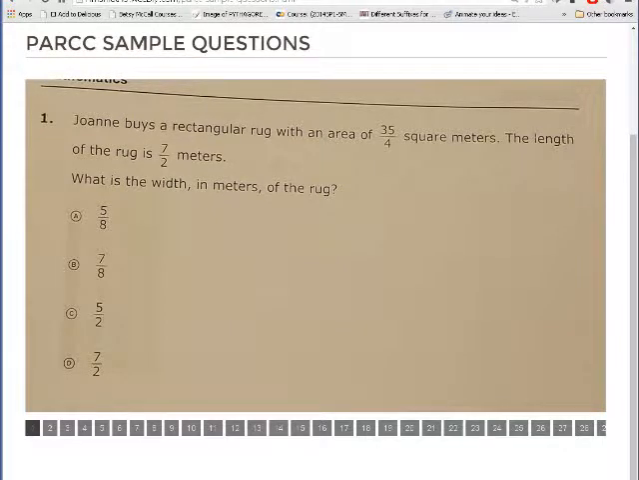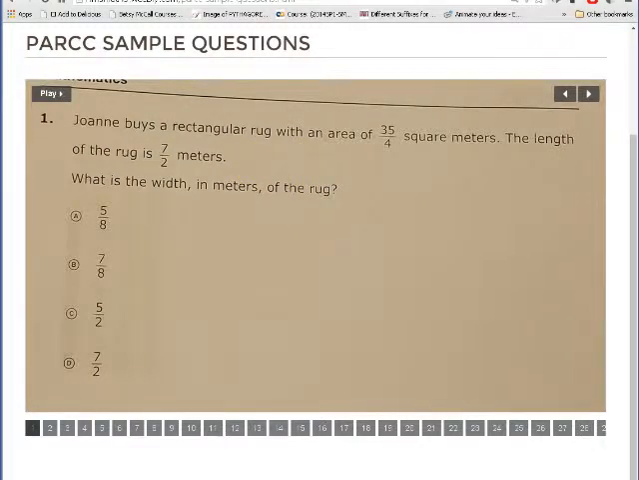All right, so the first question on the practice PARCC test asks us to figure out the width. What is the width of a rug? And it gives you the area and the length. So you have to fill in a missing piece in this case. They're not asking you to do what you would normally think of as an algebra problem, with multiplying by a multiplicative inverse or setting one variable over. Instead, we're just trying to use reasoning to fill in the blank.